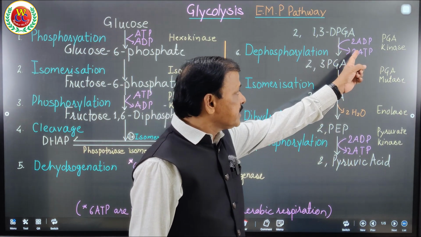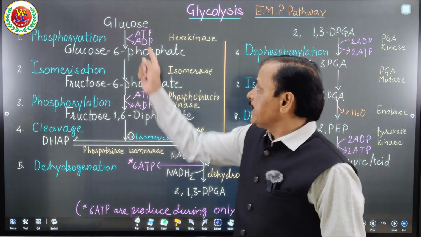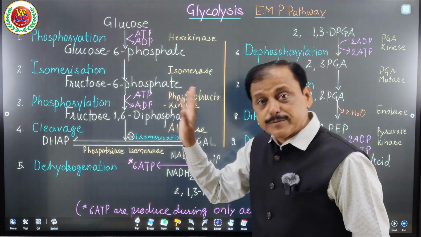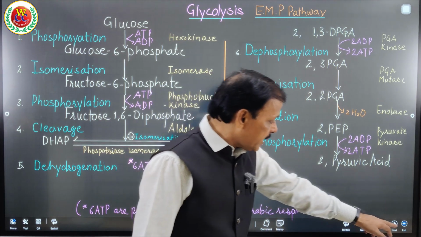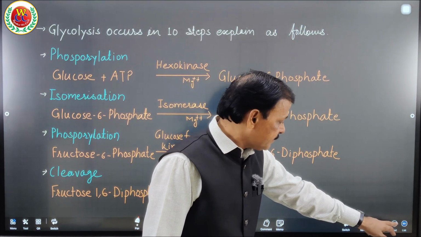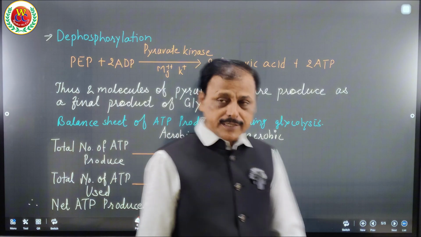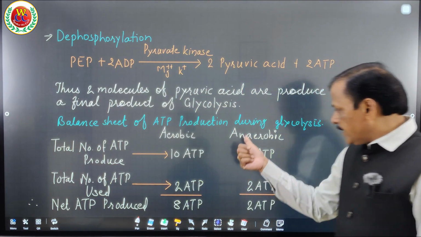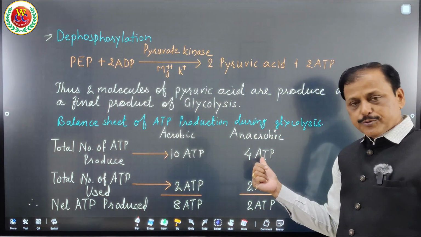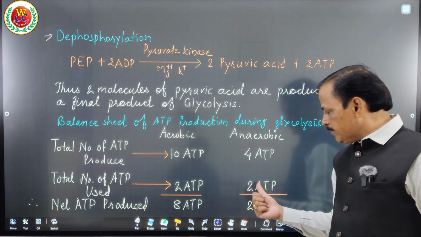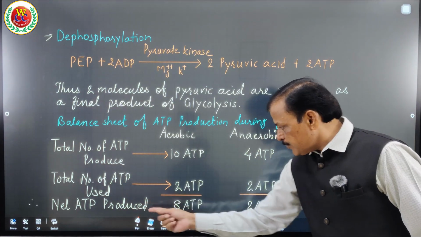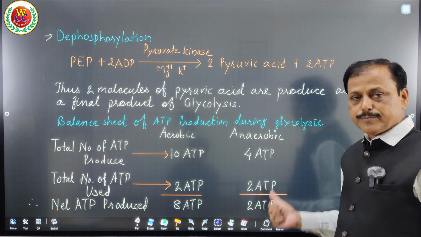So during anaerobic condition, this 2 plus 2, 4 ATP are produced, and this 1 plus 1, 2 ATP are used, and that is shown on the last page. See, here on this last page, it is shown. In anaerobic condition, the total number of ATP produced is 4 and the total number of ATP used is 2. Thus, the net production is 2 ATP during anaerobic.